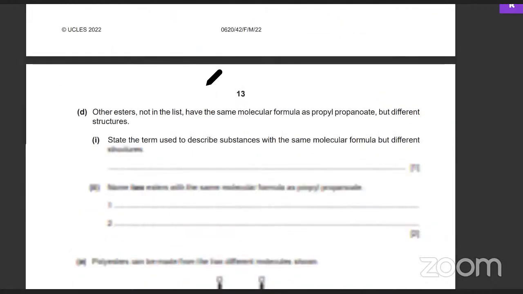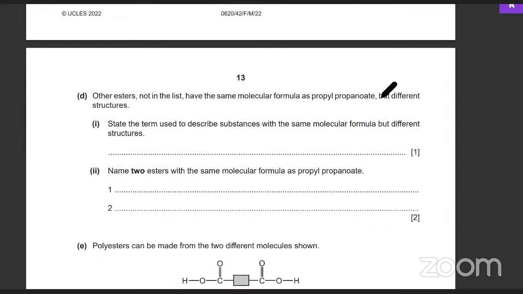Other esters not in the list have the same molecular formula as propyl propionate, but different structures. State the term used to describe substances with the same molecular formula but different structures. What is that called? Isomers. They're known as isomers. Name two esters with the same molecular formula as propyl propanoate.